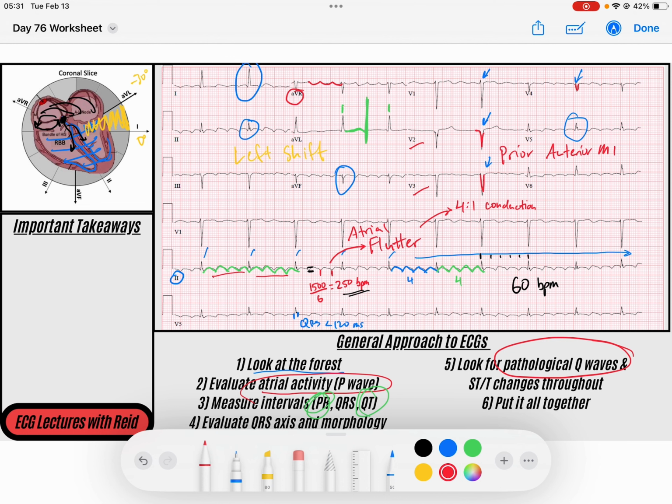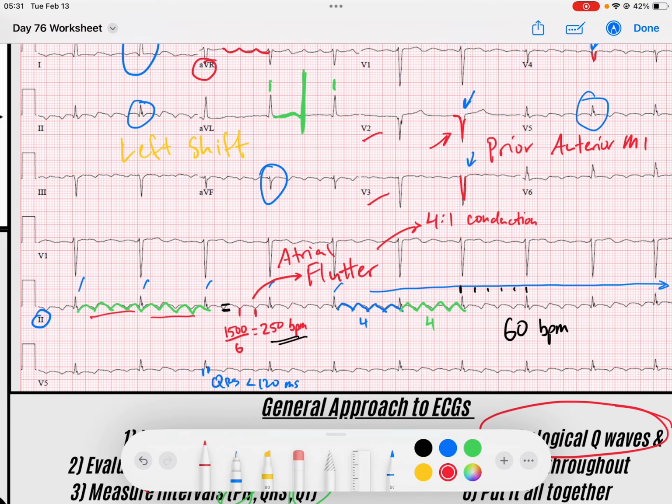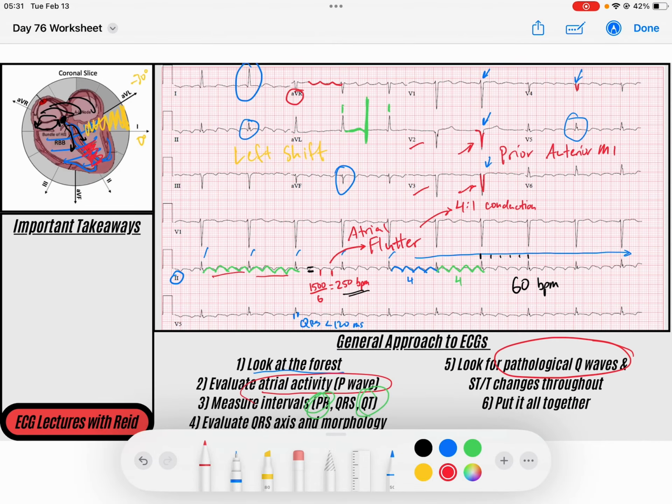Well, if they've got a left shift in their axis, maybe that's because this anterior wall of the myocardium is unable to conduct, right? And that's kind of evidenced here by really their inability to create good positive forces in those anterior leads. And when I look for ST and T wave changes, I don't really see anything that's too prominent. No ischemic changes in the ECG, nothing that sticks out to me.